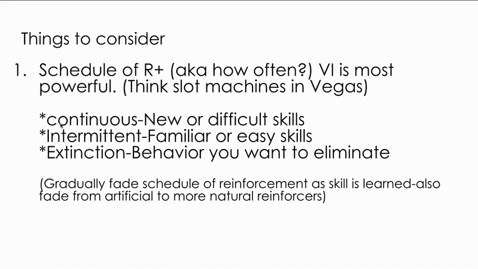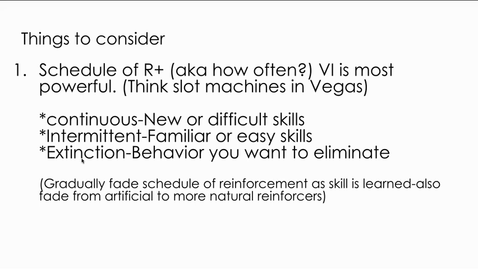The next type of schedule of reinforcement is continuous, and this is typically what we start with for a new or a difficult skill. That generally means that every instance of the behavior is reinforced. The next one is intermittent, and that can be a schedule of reinforcement for familiar or easier skills. And then on the other end of the continuum of schedules is something called extinction, which is a behavioral term that basically means behavior that you want to eliminate, you stop giving any reinforcement to.